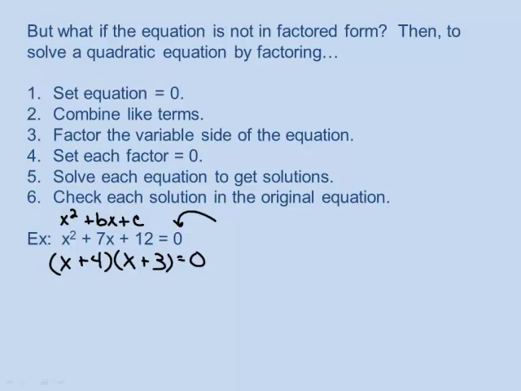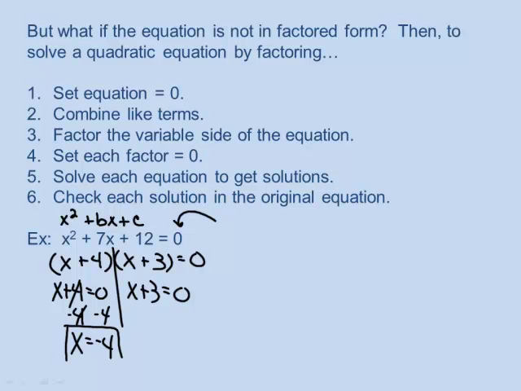Now, once you have that factored, then you're going to set each factor equal to 0, because one of those factors has to be equal to 0 to make the equation true. And then solve for each. Subtract 4 from both sides. x is equal to negative 4 would be one possible solution. And if we subtract 3 from both sides, x equals negative 3 would be a second solution.